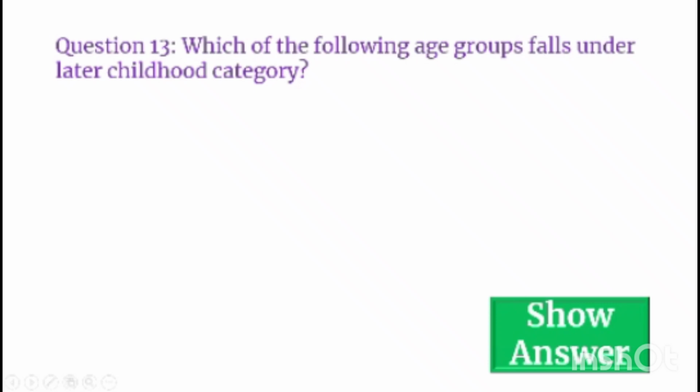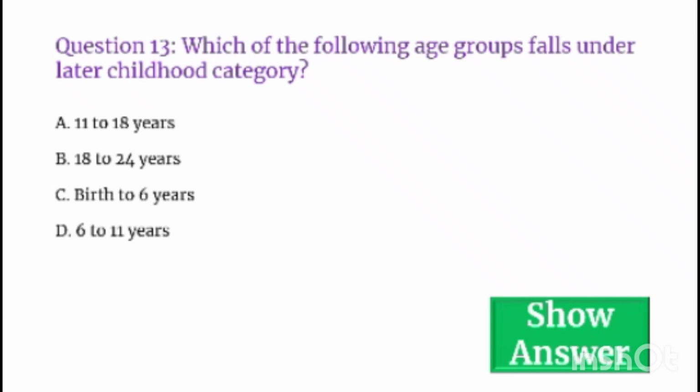The next question on your screen you can see. Which of the following age groups falls under the later childhood? A, 11 to 18 years. B, 18 to 24 years. C, birth to 6 years. D, 6 to 11 years. Which of the following age groups falls under the later childhood? So the answer would be 6 to 11 years.